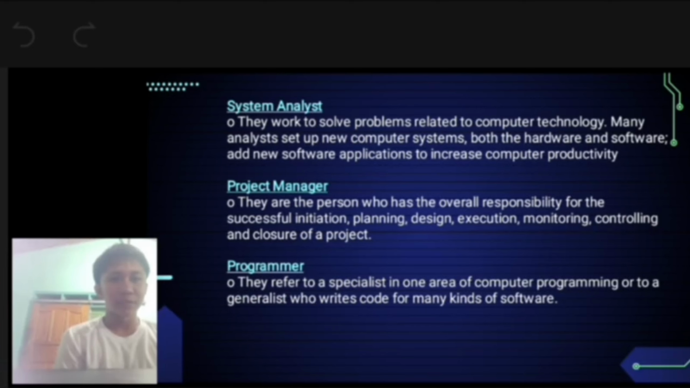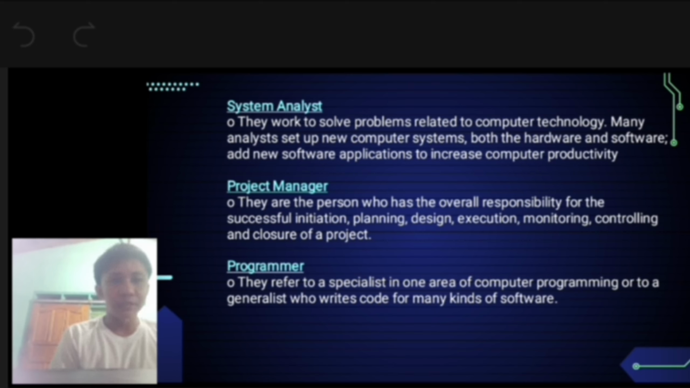Systems analysts. They work to solve problems related to computer technology. Many analysts set up new computer systems, both the hardware and software, and add new software applications to increase computer productivity. They deal with issues involving computer technology to boost computer productivity. Many analysts install new computer systems, including the hardware and software.